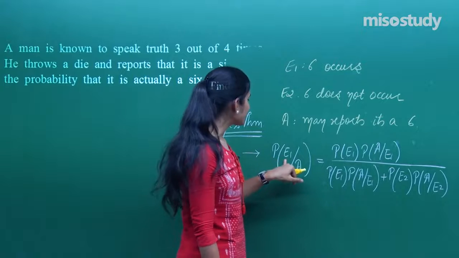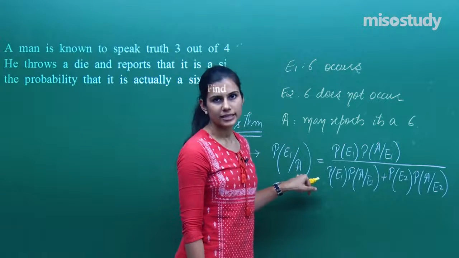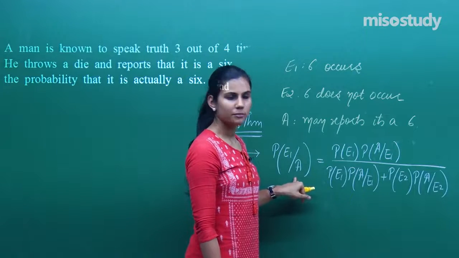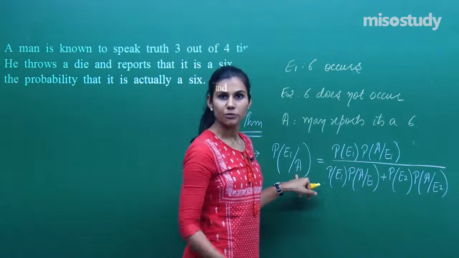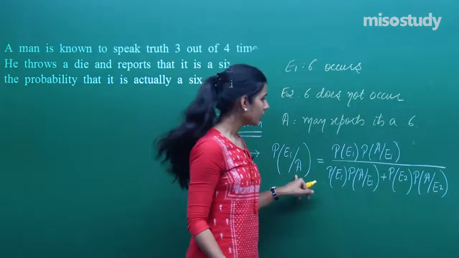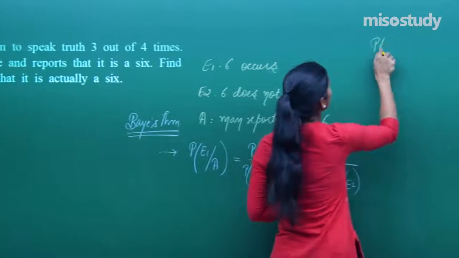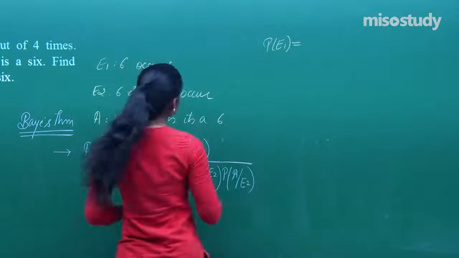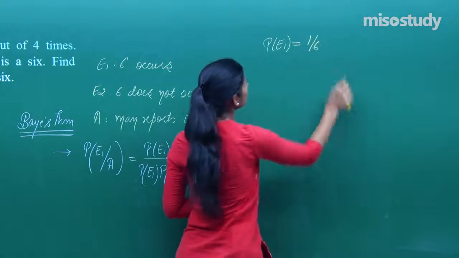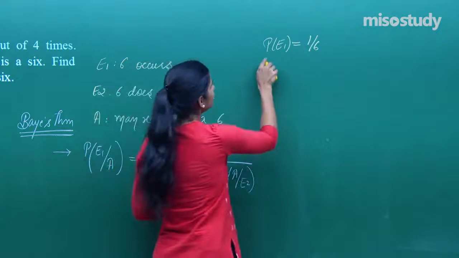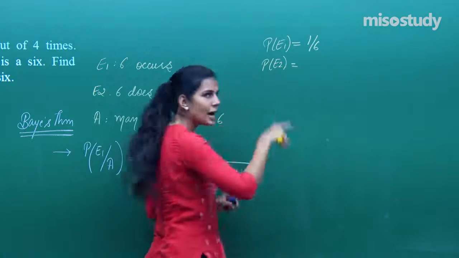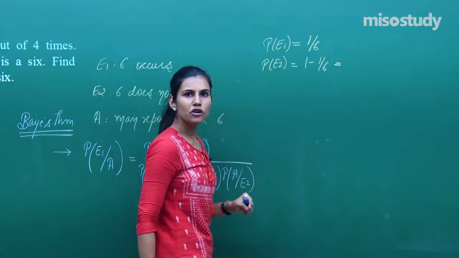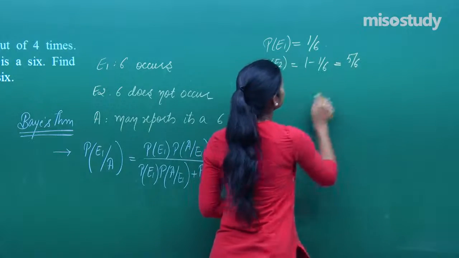Reverse probability is what we are interested in finding. What is the probability that 6 occurs when the man has declared that it is a 6? Finding probability of A by E1 is fine, but probability of E1 by A requires Bayes' theorem. Reverse probability, we have done it very nicely in the theory. What is probability of E1? Probability that 6 occurs when he has thrown a die. When you throw a die, probability of occurrence of 6 is 1 by 6, right? So probability of E2, the probability of not happening of E1, not occurring of 6, is 1 minus probability of happening of E1, which is 5 by 6.